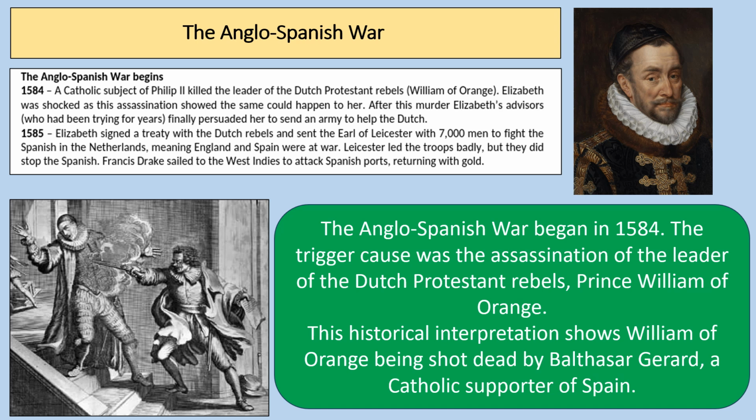In 1585, Elizabeth signed a treaty with the Dutch rebels and sent the Earl of Leicester, Robert Dudley, with 7,000 men to fight the Spanish in the Netherlands, meaning England and Spain were at war. Leicester led the troops badly, but they did stop the Spanish. Francis Drake sailed to the West Indies to attack Spanish ports, returning with gold. So the trigger caused the assassination of the leader of the Dutch Protestant rebels, Prince William of Orange, and this historical interpretation shows William of Orange being shot dead by Balthasar Gerard.